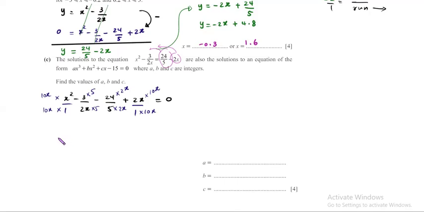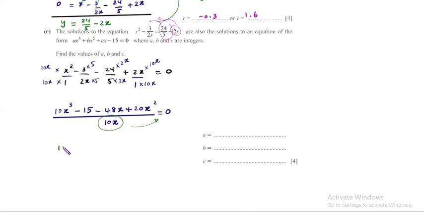So 10x times x squared becomes 10x cubed, minus 3 times 5 becomes 15, minus 24 times 2 becomes 48x, plus 2x times 10x becomes 20x squared. The entire thing is over 10x is equal to 0. I'm going to bring this 10x to the other side. That gets multiplied with this 0. So that becomes 10x to the power 3 minus 15 minus 48x plus 20x squared is equal to 0 times 10x, which becomes 0 anyway.